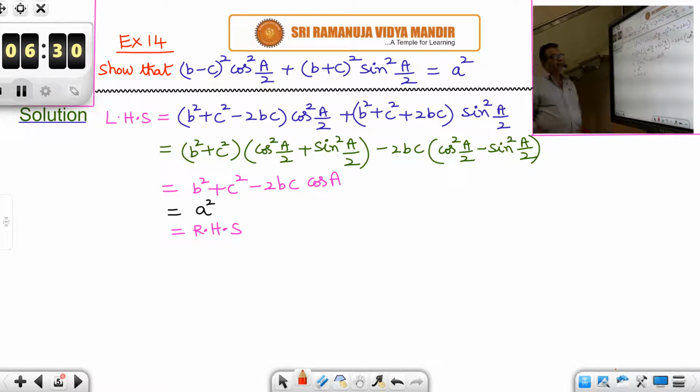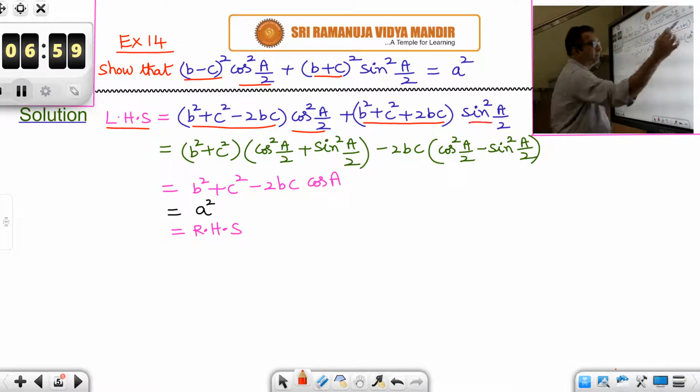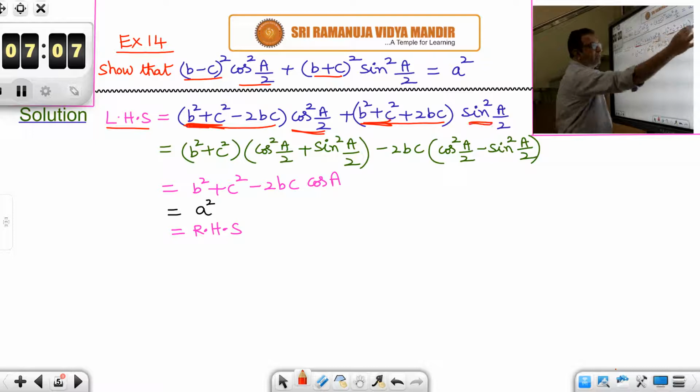Show that b minus c whole square cos square A by 2 plus b plus c whole square sin square A by 2 is equal to small a square. So take the left hand side. b minus c whole square means b square plus c square minus 2bc into, of course, cos square A by 2. Okay. Similarly, b plus c whole square I have expanded, b square plus c square plus 2bc sin square A by 2. So here, up to here, b square plus c square into cos square A by 2. Here b square plus c square into sin square A by 2.